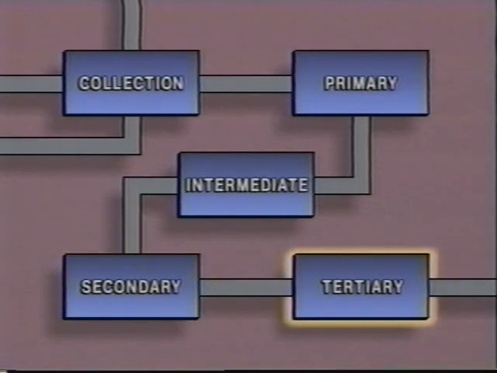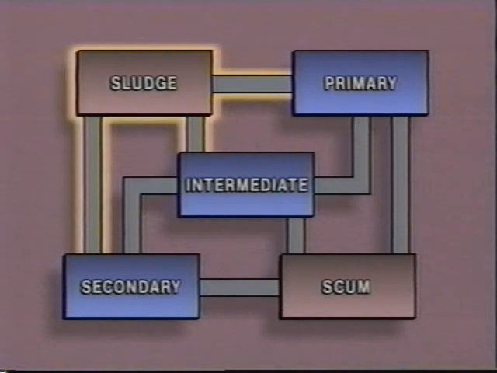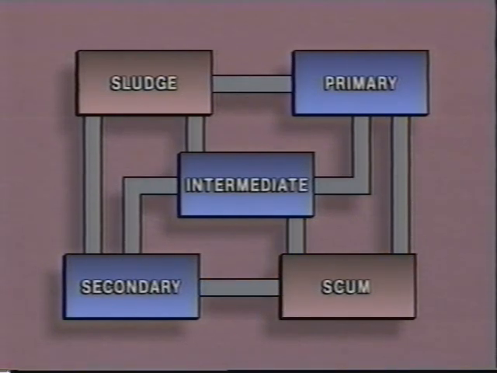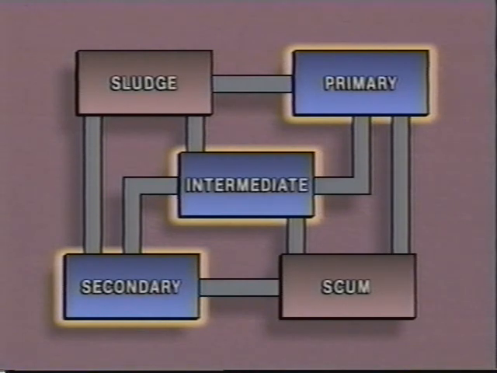The final stage is called tertiary treatment, or in some facilities, advanced treatment. In this stage of treatment, both organic and inorganic impurities must be removed before the water is discharged to the environment or reused. Wastewater treatment systems also have a means of handling sludge, which settles to the bottom of the water, and scum, which forms on the surface of the water. Sludge handling and scum handling occur as part of the primary, intermediate, and secondary stages of treatment.